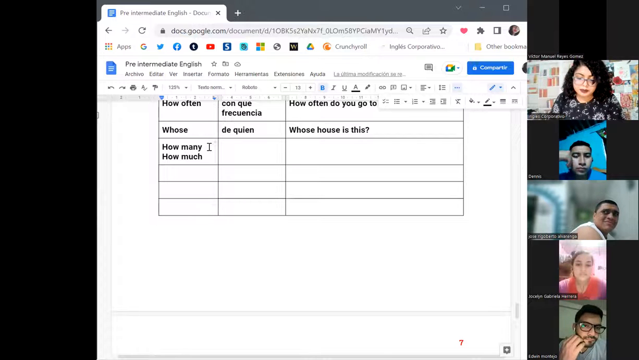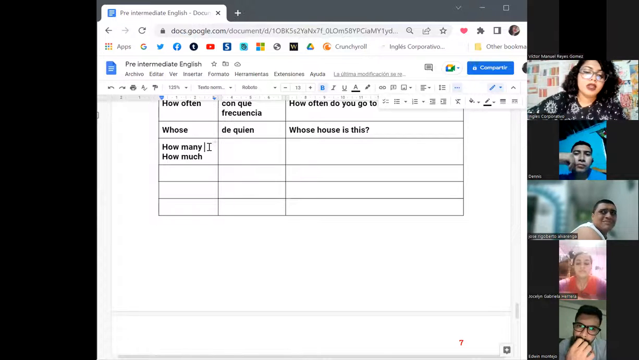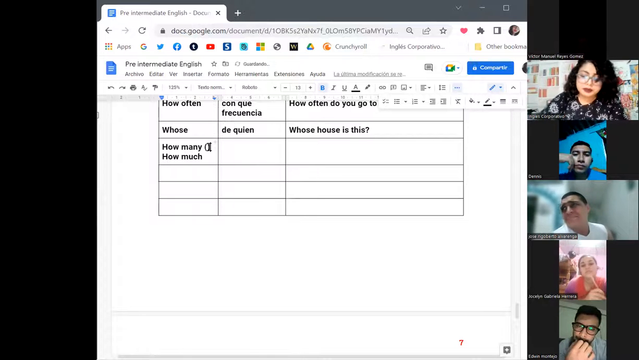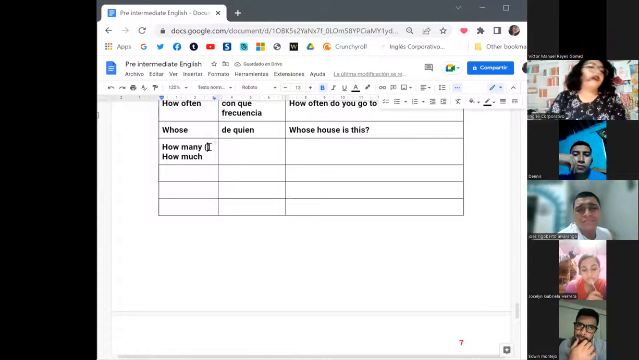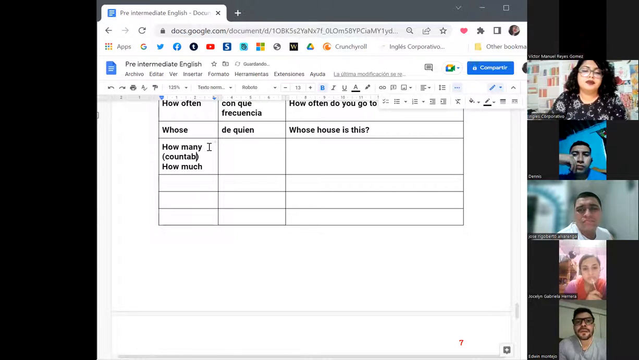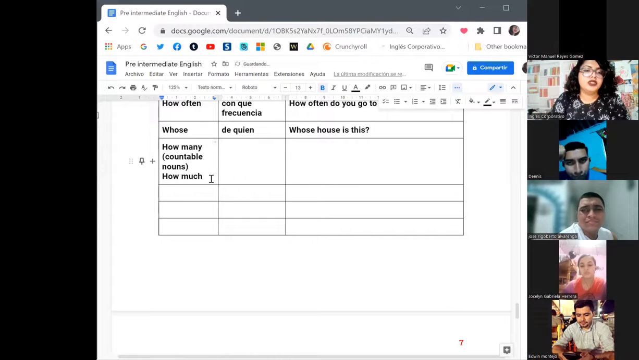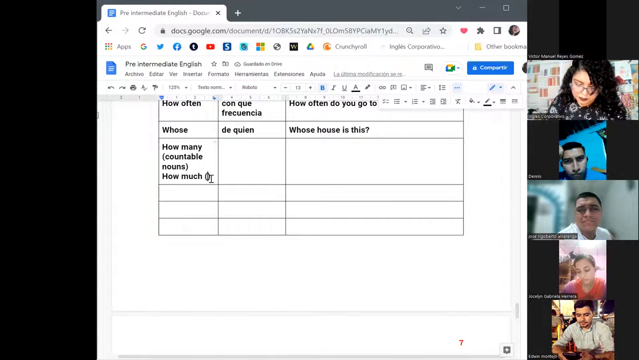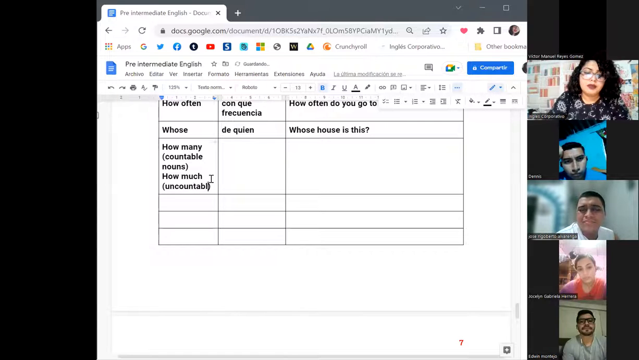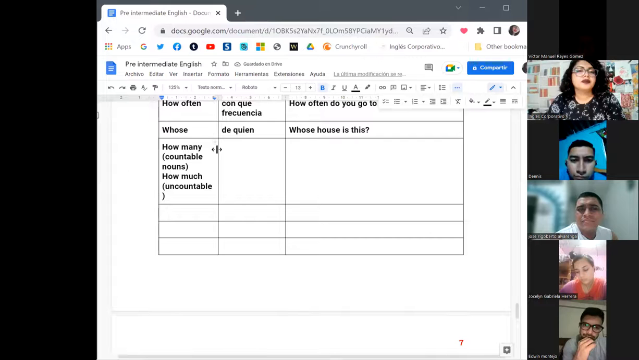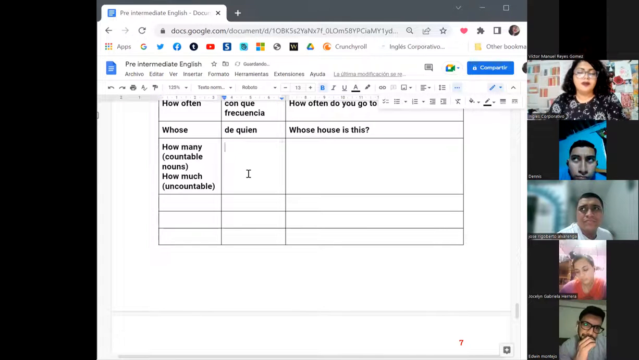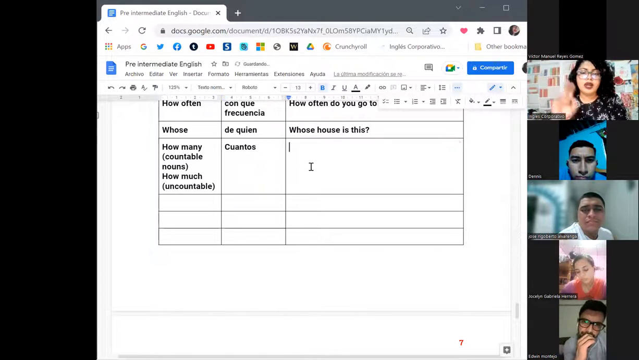So, how many is for countable nouns? Es para los nombres contables. And how much is para los non-countable nouns? Or uncountable. Para los no contables. So, in Spanish means cuántos. And we have two examples. How much time?